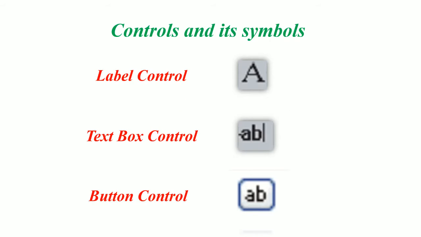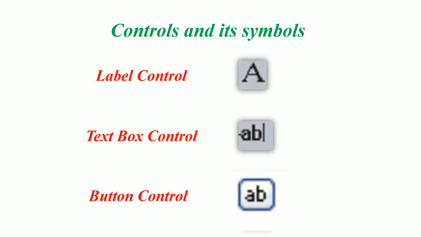Next, label control. Let us see some more controls in this lesson. The two more controls, text box control and button control, we have to learn. Just to go through what is meant by the label control. In the previous chapter we already learned the label control. Let us see the symbols for the label, text box and button control.